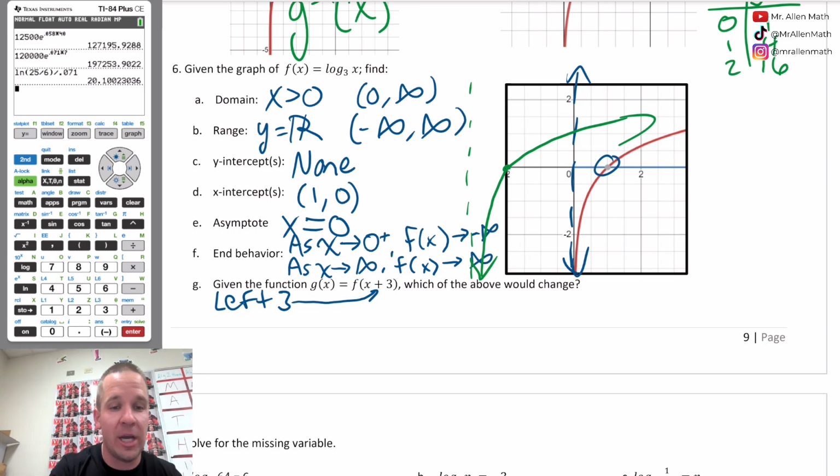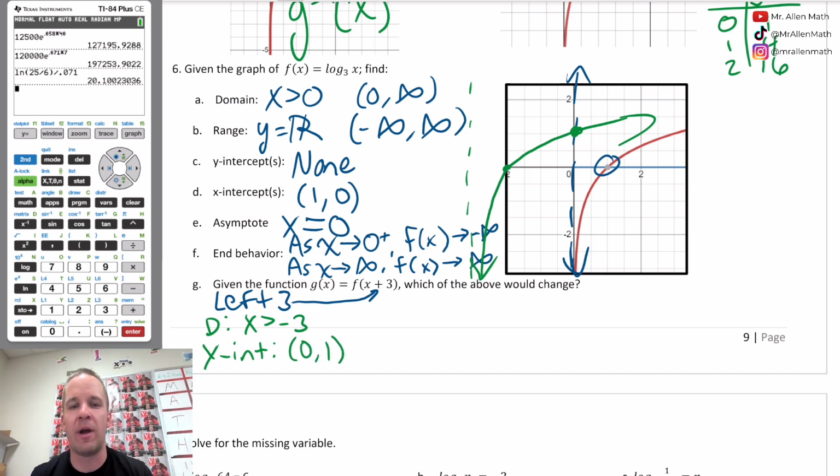Domain. Domain's going to change, right? So domain would be x is greater than negative 3. How about my range? Range doesn't change, okay? Range does not change. Y-intercept, it looks like we actually do have one now. It would occur actually at that point right there. Not something we'd necessarily ask you for. That's a little bit trickier to get, but it is on here, so I am doing it. Our y-intercept would become (0, 1). If I plugged in 0 for x, I'd be evaluating that function at 3. Log base 3 of 3 is 1. That's how I would know that for sure.